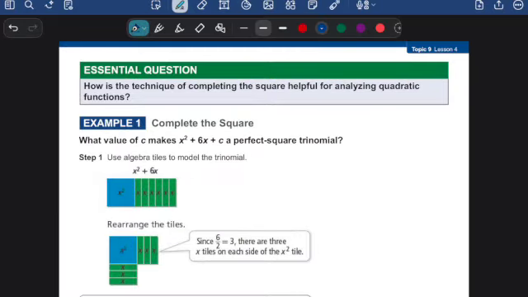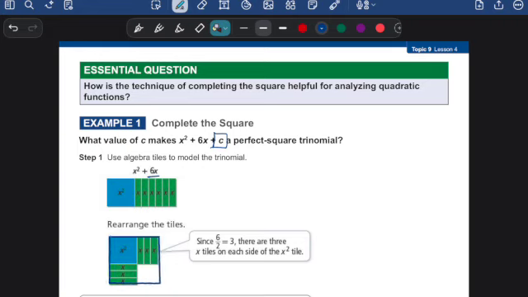So how is completing the square helpful for analyzing a quadratic function? Let's take a look at the instances when we would use this method. If we have a trinomial, we want to have a value for c that makes it a perfect square. That way we can use our method of factoring it to just a binomial square. So if we know the quadratic term is x squared and the linear term is 6x, we can rearrange the tiles and we can see that we do have this shape of a square. It's just missing the lower right corner.